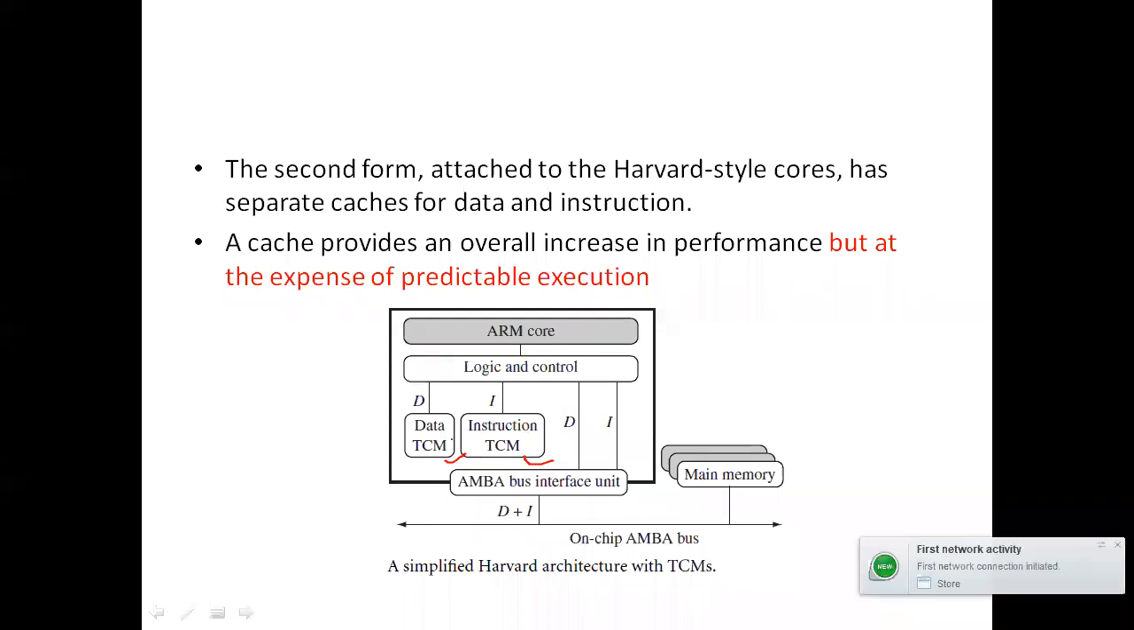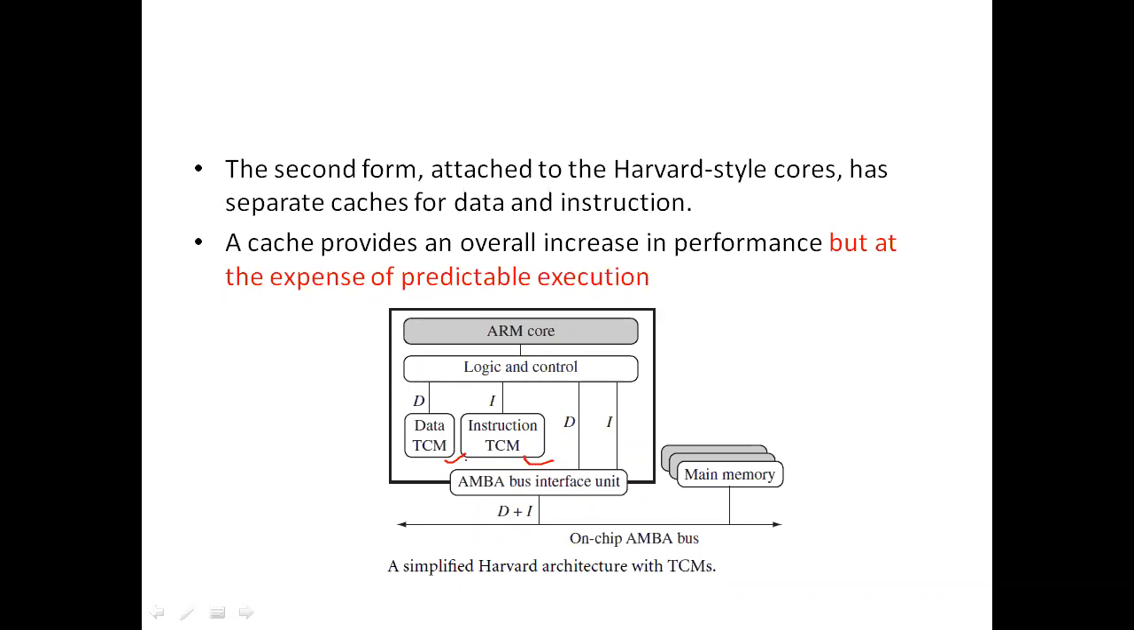The advantage of having this TCM, that is tightly coupled memory, or the cache memory, is that they have a fast access time. Because of that, the time required to access this data will be reduced. That will contribute to improving the overall performance of the system. Main memory is usually slow. Tightly coupled memory will be very fast. So that will benefit your system execution speed. And this is the concept of a cache memory.